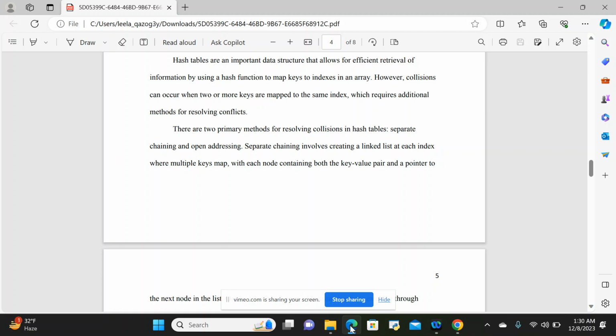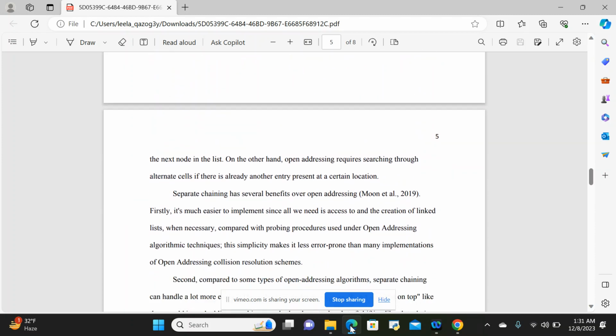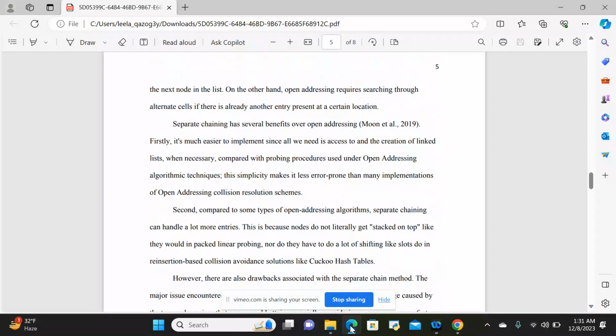Separate chaining involves creating a linked list at each index where multiple keys map, with each node containing both the key-value pair and a pointer to the next node in the list. On the other hand, open addressing requires searching through alternate cells if there is already another entry present at a certain location.